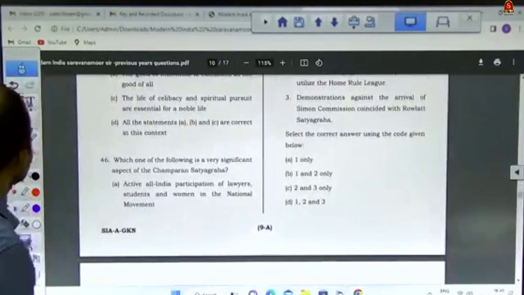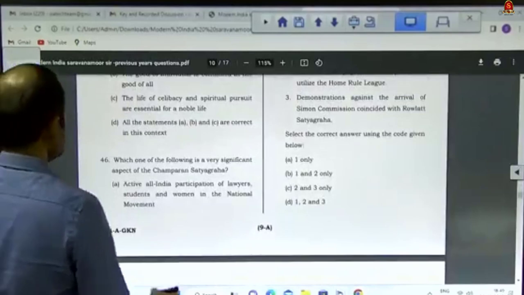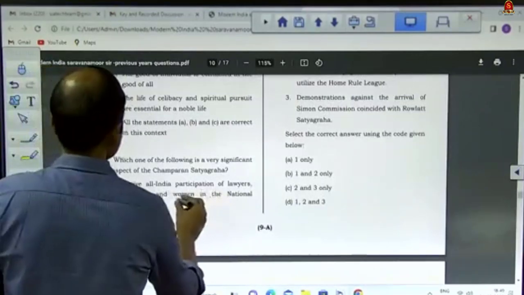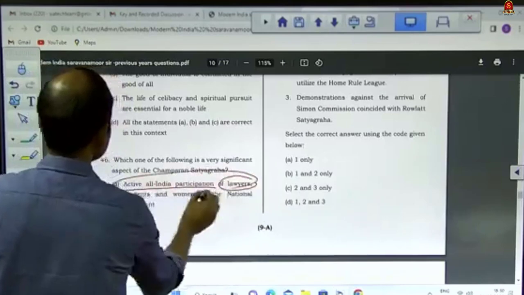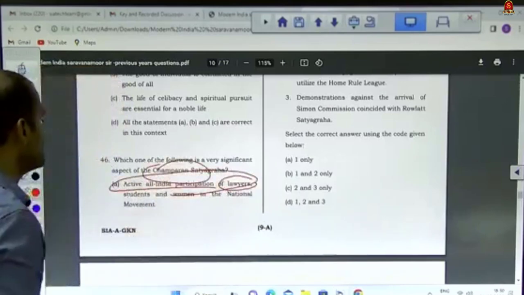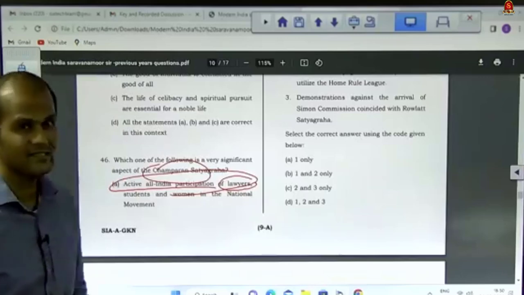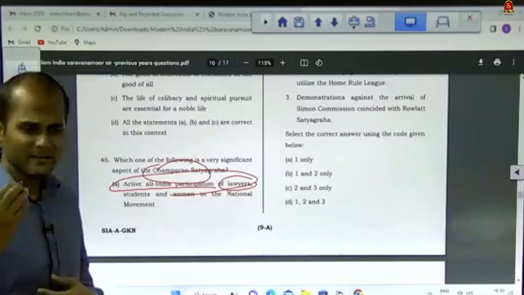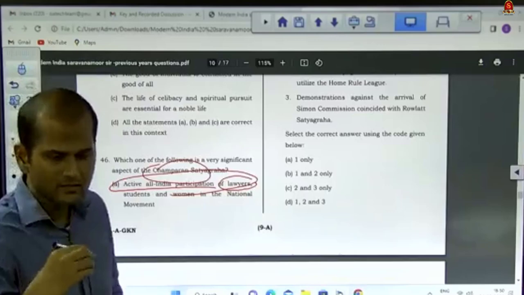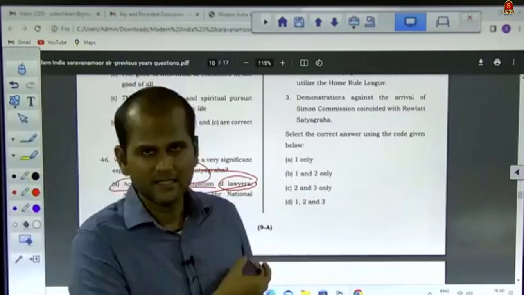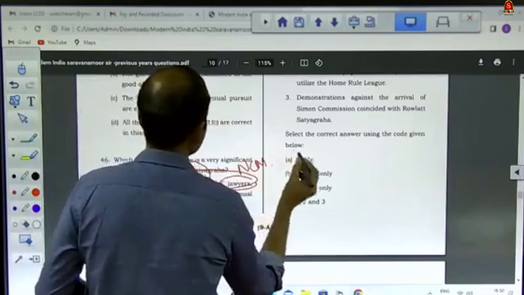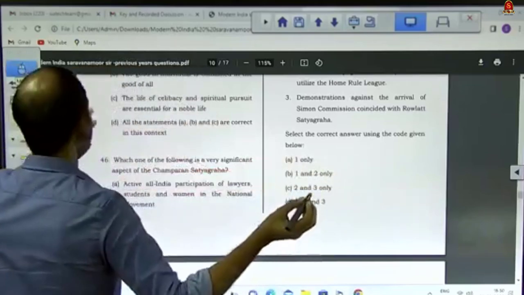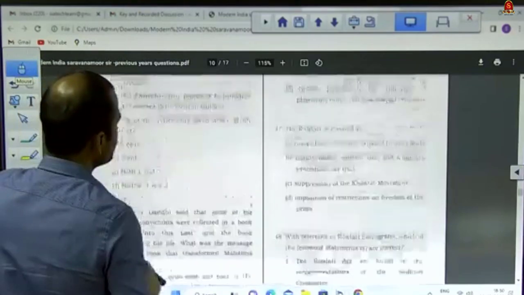Which of the following is a very significant aspect of Champaran Satyagraha? Active All India participation of lawyers, students. All India participation of lawyers, how was it? Champaran was regional specific. Active participation, it's very easy. So you can easily eliminate if you carefully look into the statement itself. Actually, this is related to the non-cooperation movement. The lawyers boycotted lucrative jobs, many came out. So first, wrong.